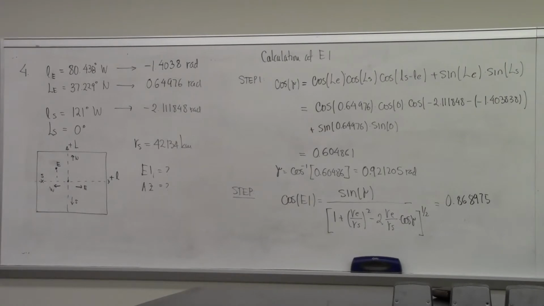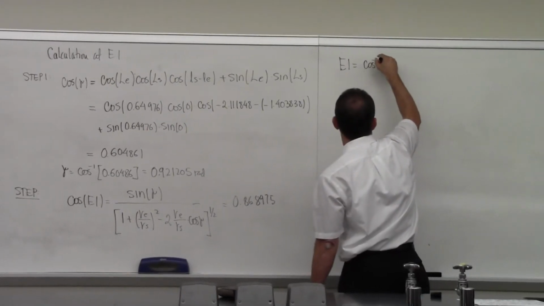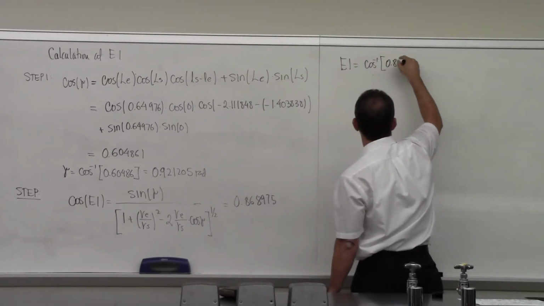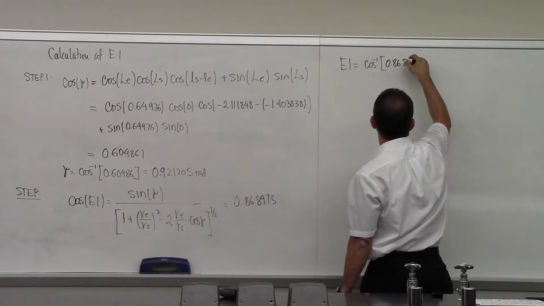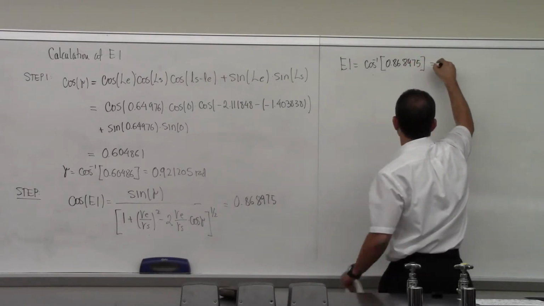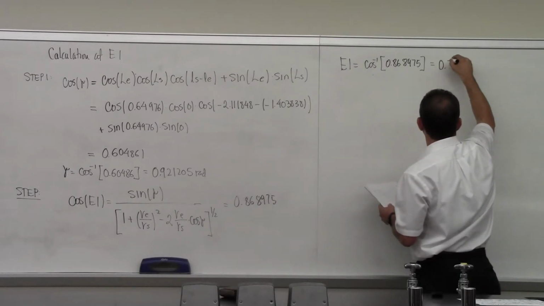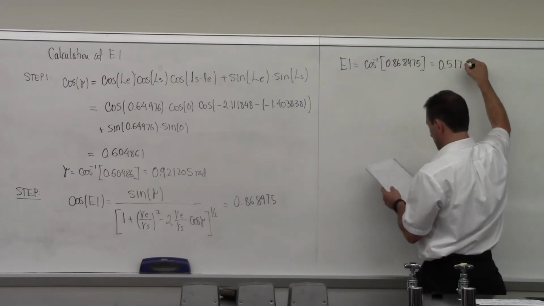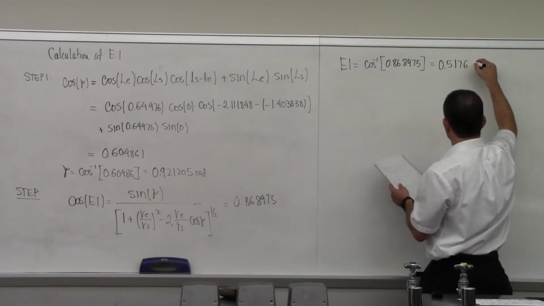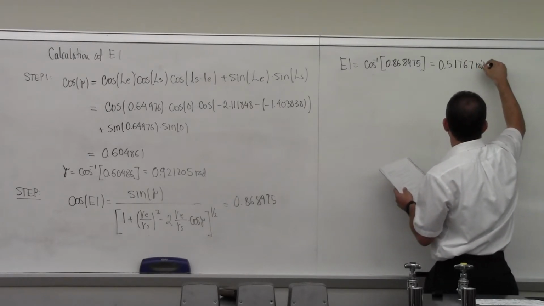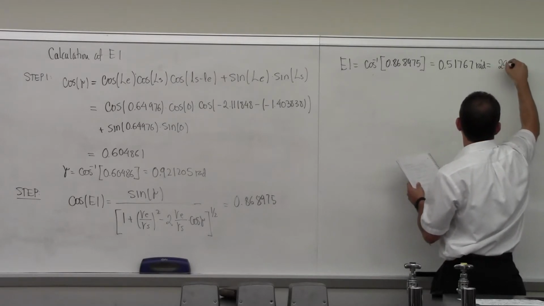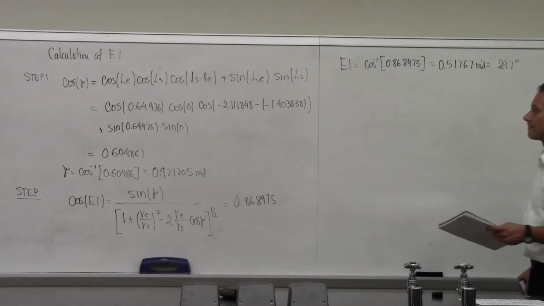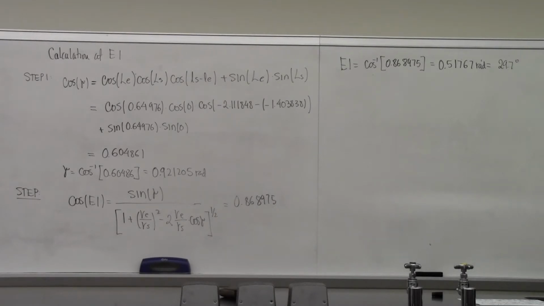So now that you know the cosine, you can calculate elevation as cosine inverse of 0.868975, and this gives you a value of 0.51767 radian, which is 29.7 degrees. So that's the elevation. That one is relatively easy. There's nothing much to think about here.